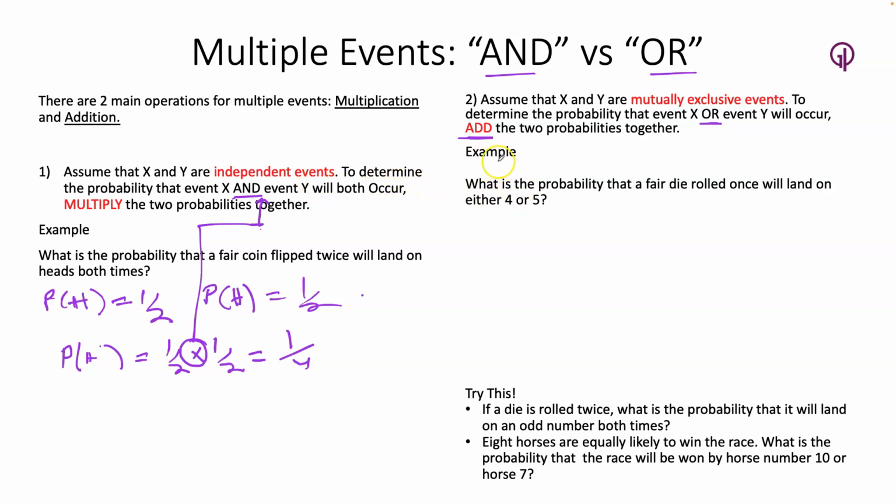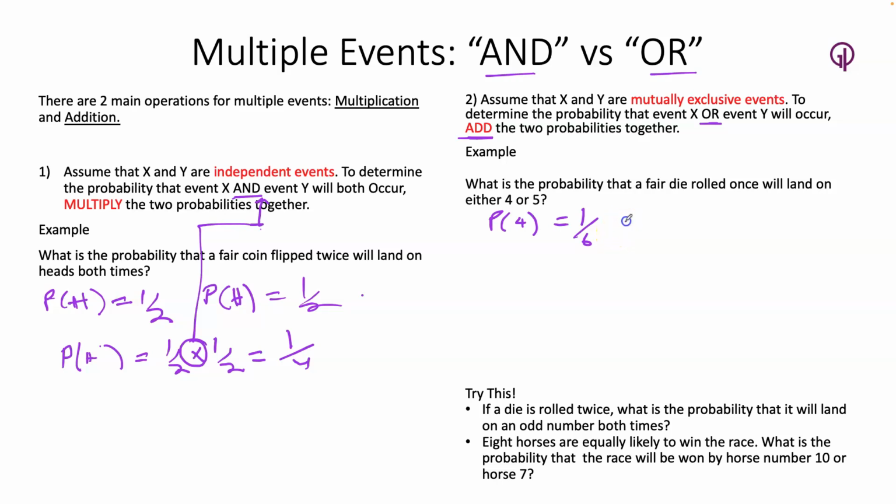Now let's look at this example. What is the probability that a fair die rolled once will land on either 4 or 5? Now here, as we have already spoken, this is an OR problem, because it is asking for the probability that the die will land on either 4 or 5. Now the probability that the die will land on 4 is what? 1/6.